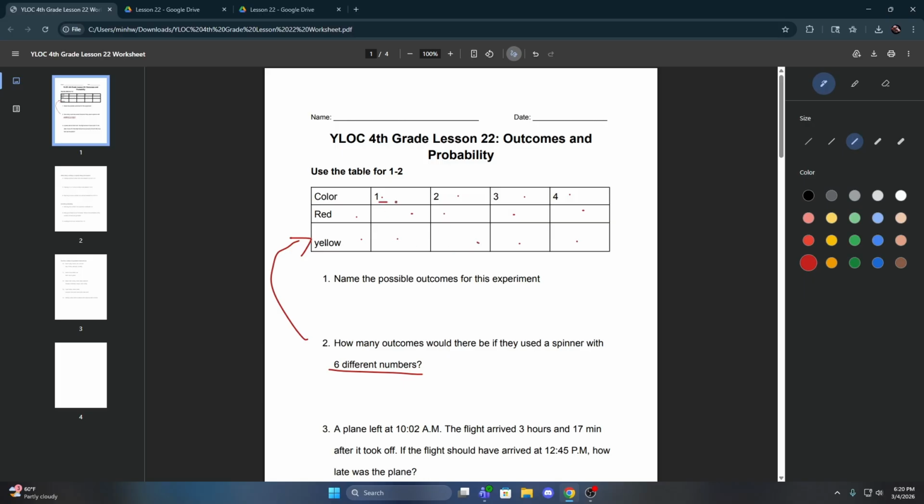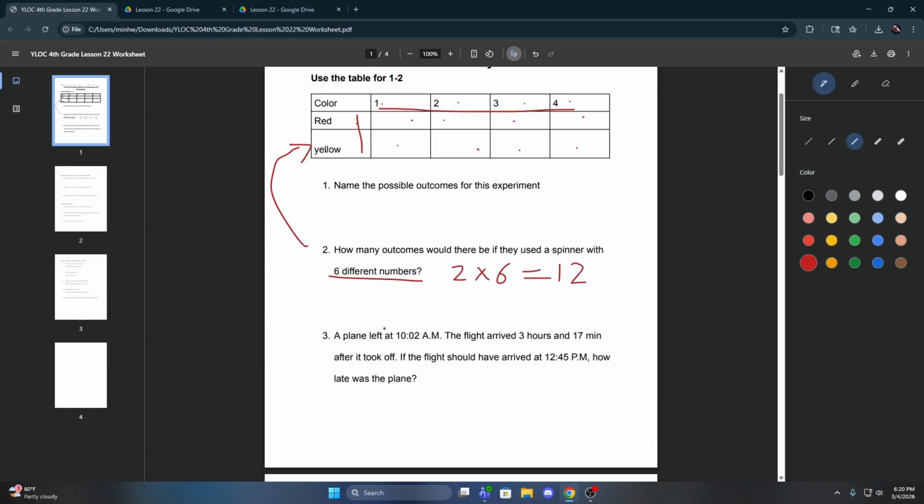We multiplied the amount of numbers and the amount of colors, and that would be the total number of outcomes. So you can do the same here. You can do 2 colors, right? We're keeping the colors the same, but we're having 6 numbers. And what's 6 times 2? 12.